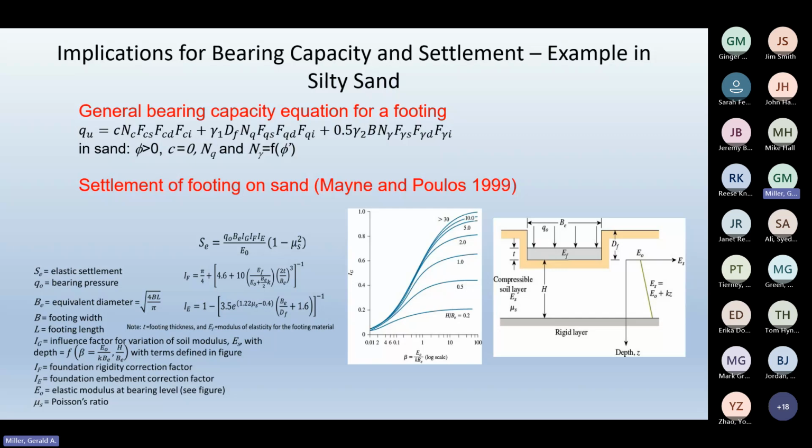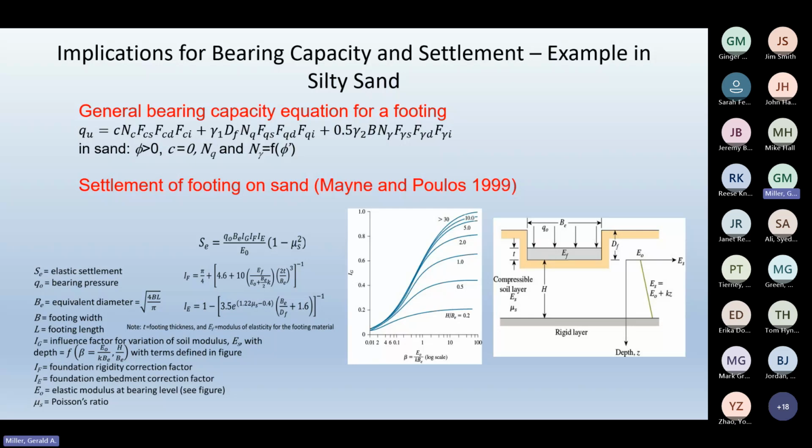I have a friction angle, so I want to look at bearing capacity, and I want to look at settlement. So I picked a couple methods from the literature. The bearing capacity equation, in this case, I'm using the general bearing capacity equation, which is just Terzaghi's equation on steroids with a few modifications for various things.